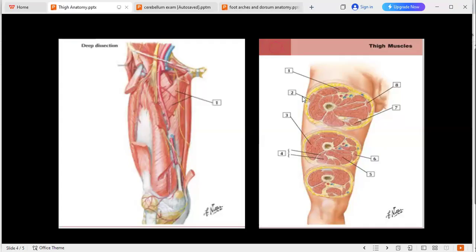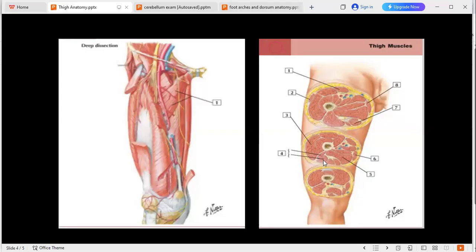Okay, this is the tensor fascia lata. Very good, exactly. And number 3 over here, you just identified it. You just told me. What could that be? It's vastus lateralis. Very good, excellent. And number 4 is here. It's also one of the anterior ones. Yes, it must be.